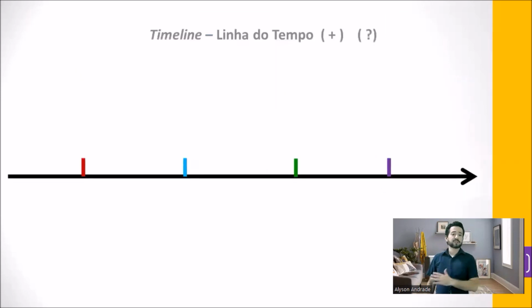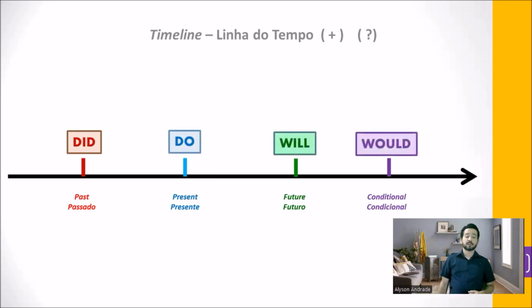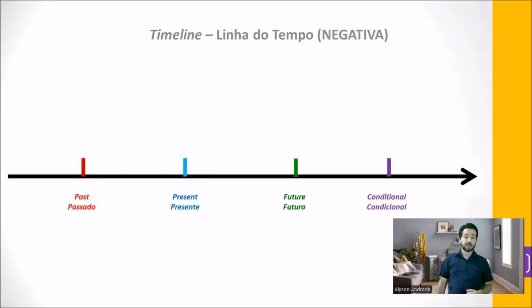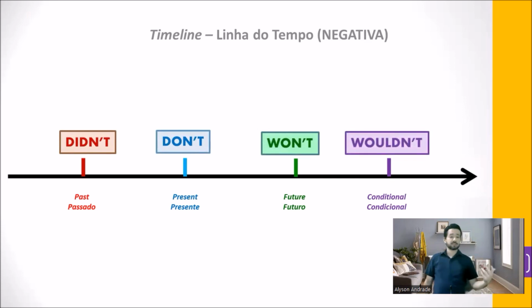Okay, so imagine a timeline. So in this timeline, we have the past, present, future, and conditional. For past questions, we use did, present do, future will, and conditional would. Okay, in the negative form, didn't, don't, won't, wouldn't. You can make questions in the negative and you answer questions in the negative too.